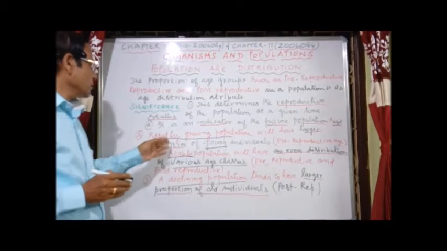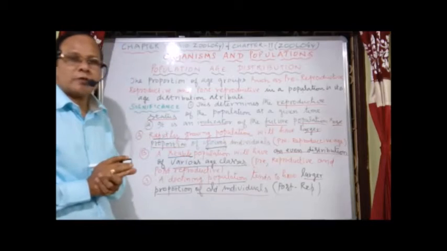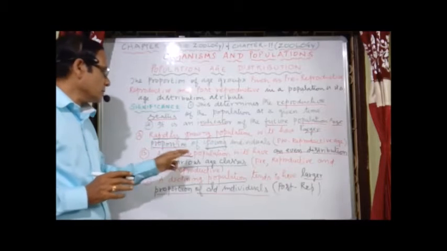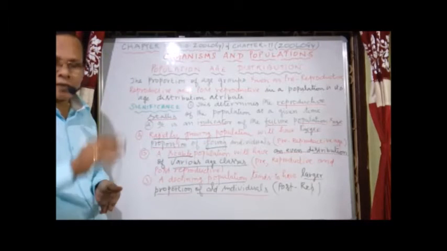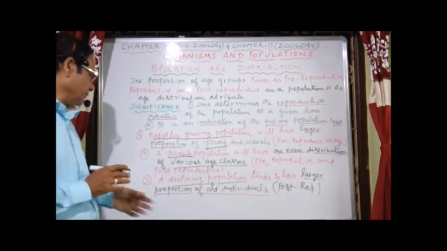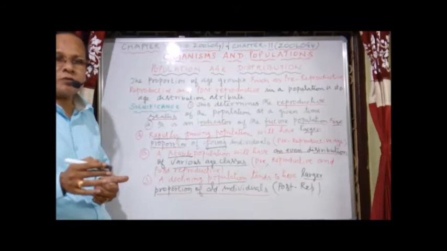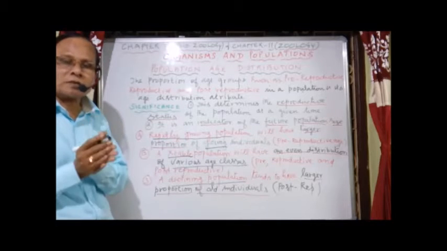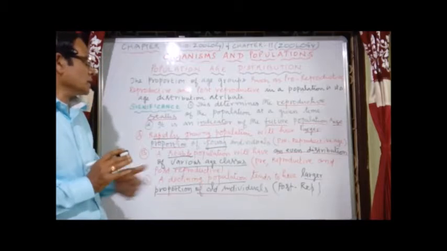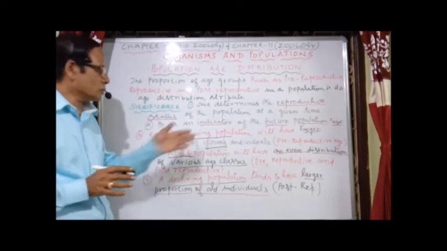So in a growing population, we have more pre-reproductive individuals. In the case of a stable population, the three age groups are evenly distributed. Now in a declining population, we have more post-reproductive individuals, those which lost the power of reproduction. I will represent the same in the form of an illustration. I'll show that now.